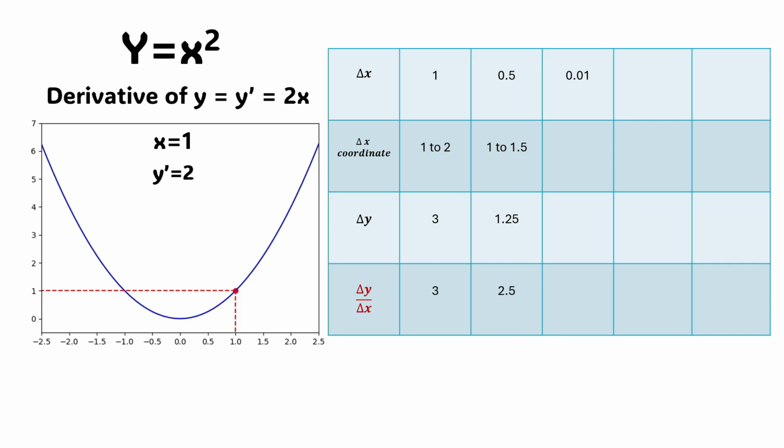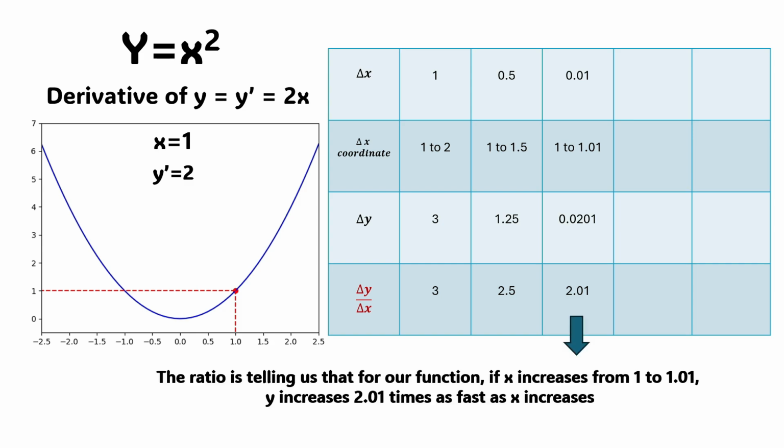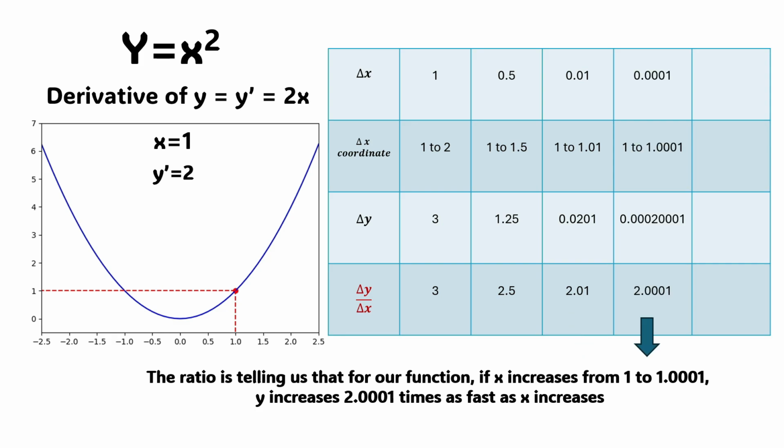Alright, now we're going to consider a very small increase in x, a 0.01 increase. And I'm not going to use the graph anymore because we won't be able to see the small change anyways. Now, if we do all the calculations, then we get all these numbers, okay? So you can check for yourself. And again, focusing on the ratio, change in y divided by change in x, the ratio is telling us that for our function y equals x squared, if x increases from 1 to 1.01, y increases 2.01 times as fast as x increases.